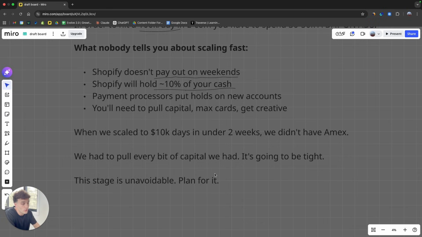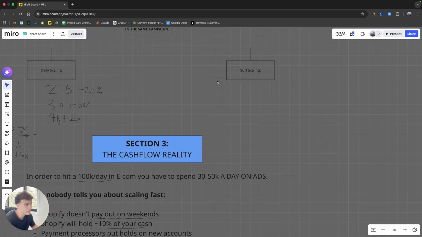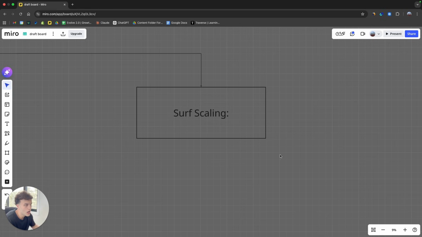This stage is unavoidable for your first product launch. I'm just telling you guys this so you're aware of it and it doesn't catch you blindsided, because people are so attracted to 10K days, but they fail to realize in order to hit that, they need to spend 3 to 4K a day on ads.